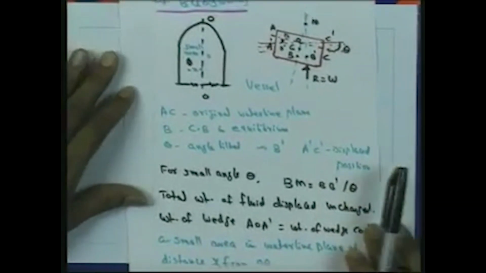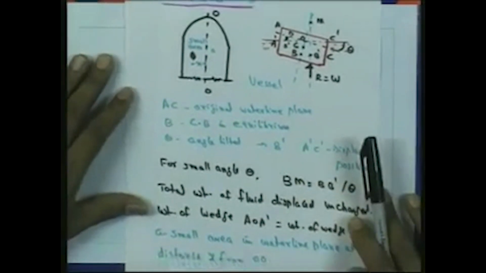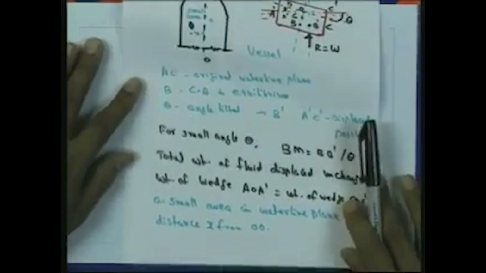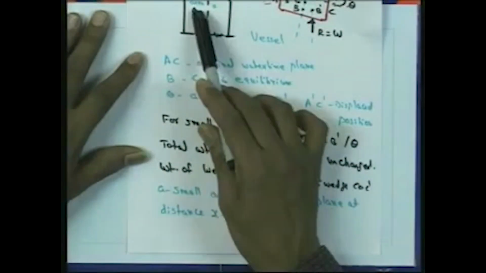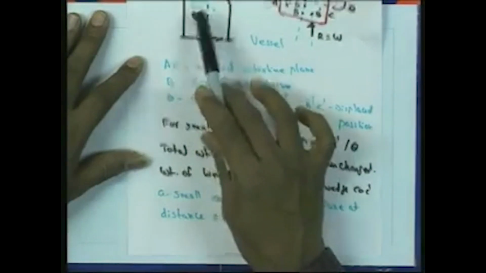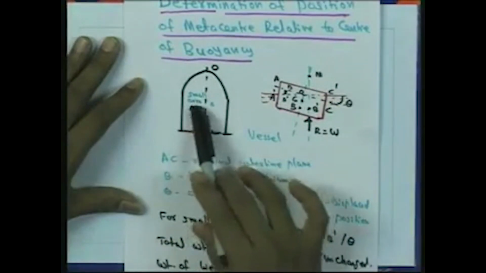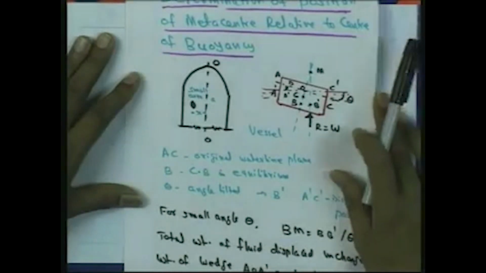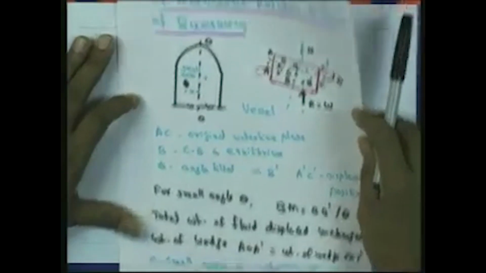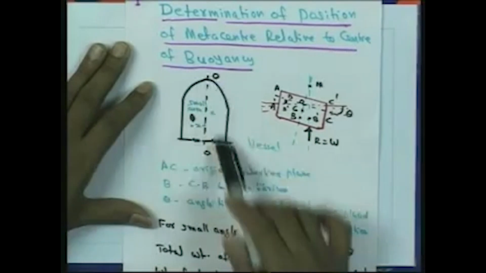Now, to determine the position of the metacenter relative to the center of buoyancy, we will consider a small area A in this figure, at a distance x from the center line O.